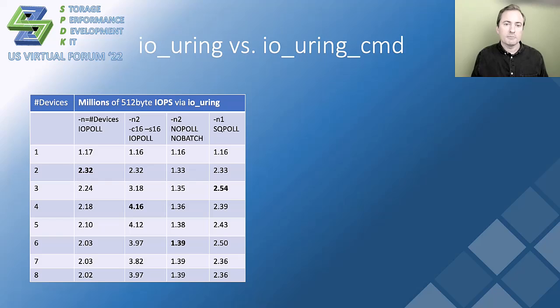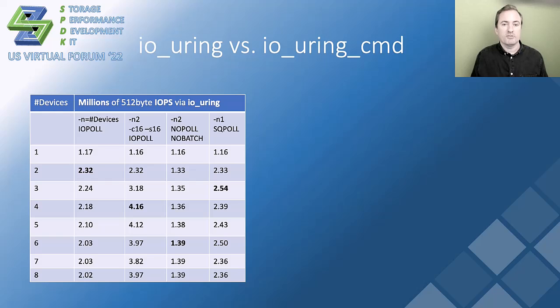The 2 last columns are provided for reference, such that you can see what happens if you're not enabling optimizations such as polling, as well as using command batching. And the last column here is using exclusively submission queue polling and none of the other optimizations.